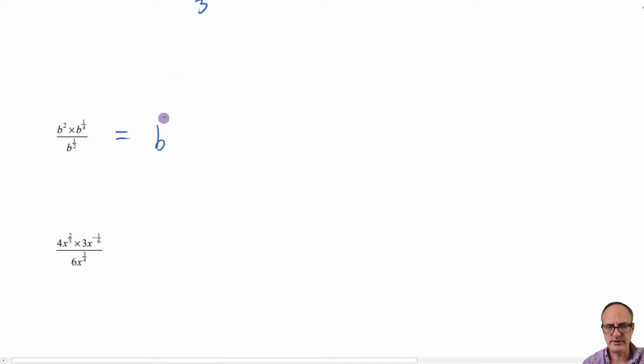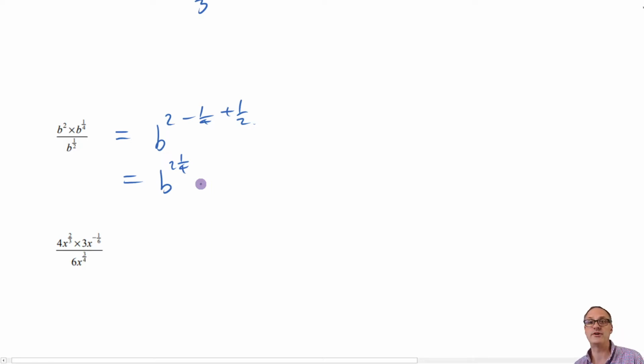So we've got b to the 2 minus a quarter plus a half. And you should be able to do all of that in your head nicely. That's how 2.5 minus a quarter gives you 2.25, or you could do it as 9/4 or 2.25. All three answers would be okay.